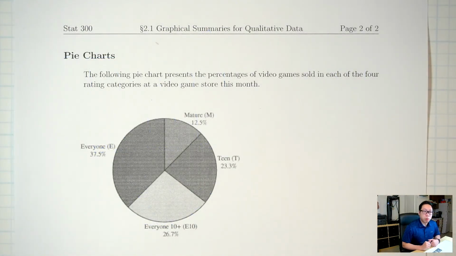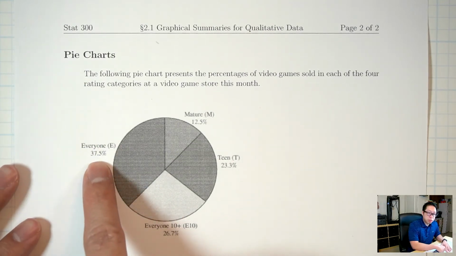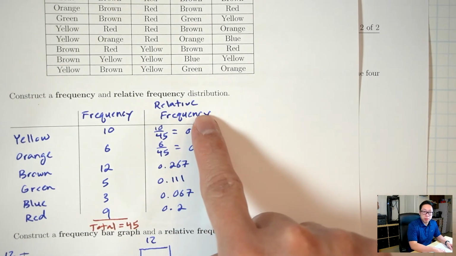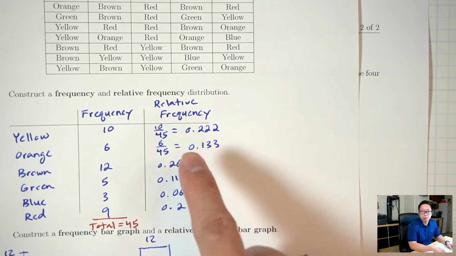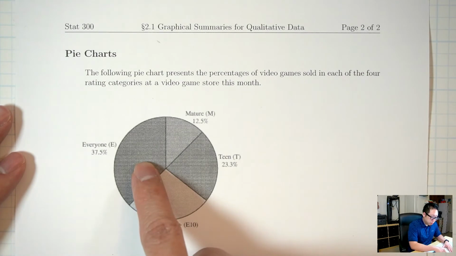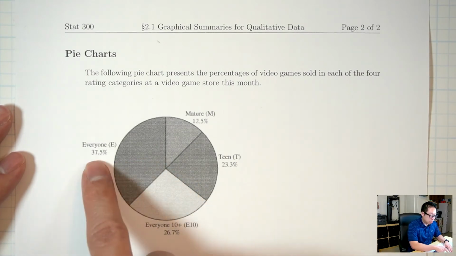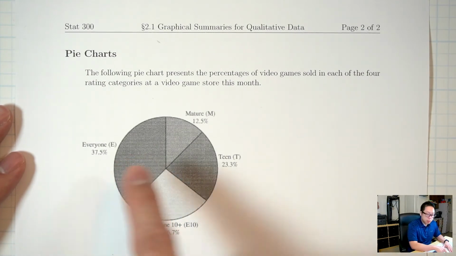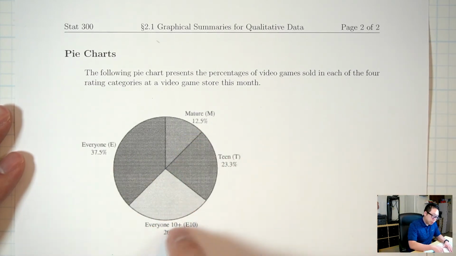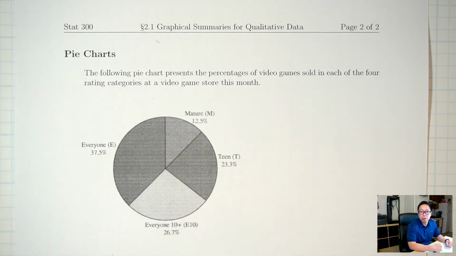Another common graph for qualitative data are pie charts. So for pie charts, you're showing the percentages, which are really just the relative frequencies. Because if you have relative frequency, you can convert that to a percent. And the slice of the pie represents the percent. So if you have a larger percent, you should have a larger slice of the pie. If you have a smaller percent, you should have a smaller slice of the pie. If I add up all the percentages, what should you get? That should represent the entire pie, and the entire pie should represent 100%.